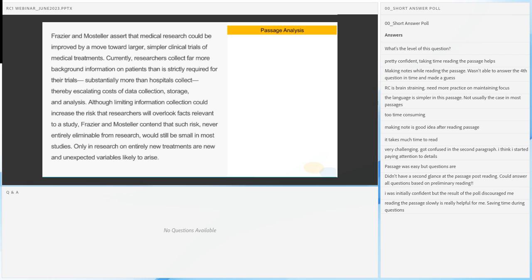Okay, you're making notes. That's good. Making notes is a good idea after reading the passage. That's really, really good. I was initially confident, but the result discouraged me. Reading the passage slowly is helpful.